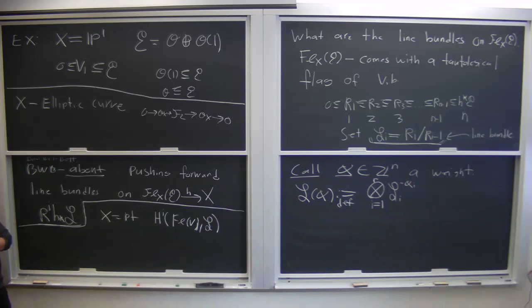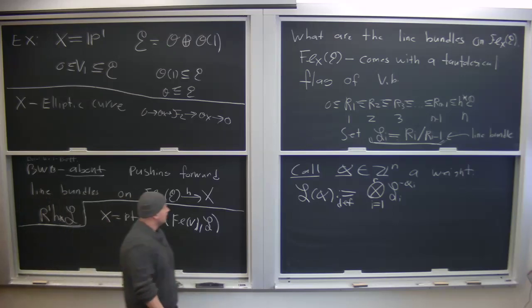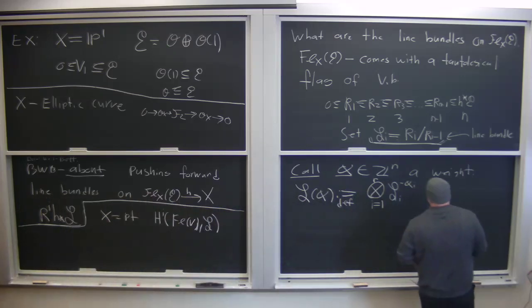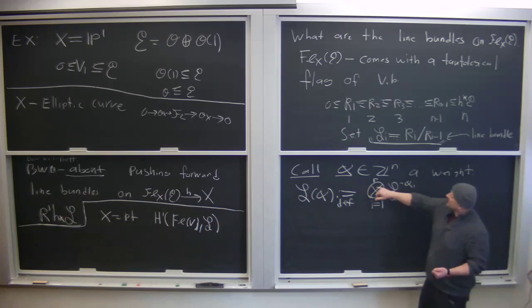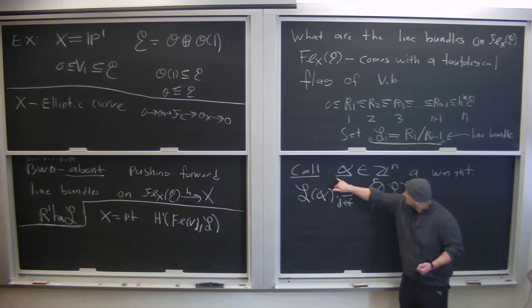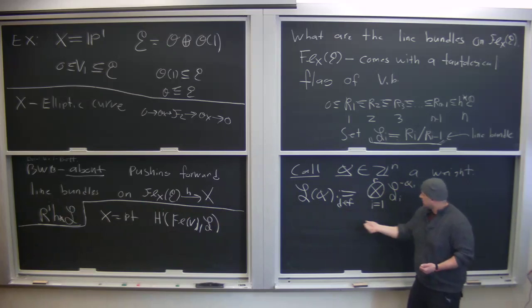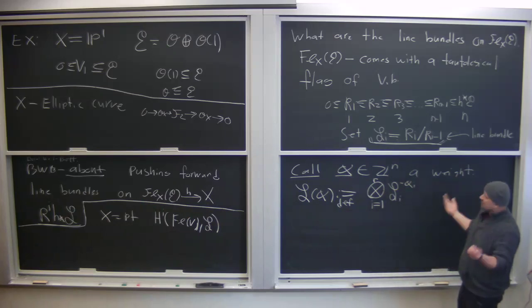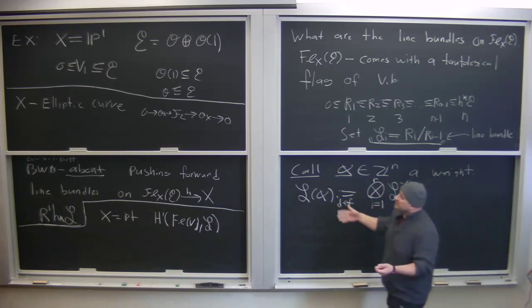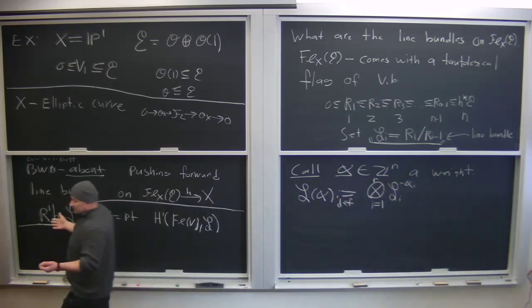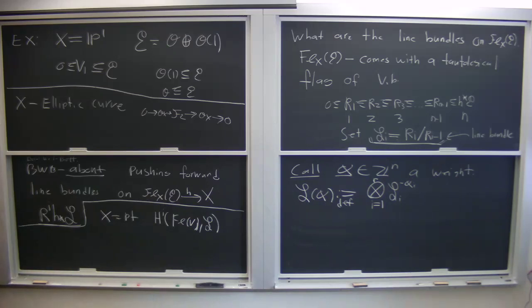So from a weight, I build a new line bundle. So the point is that every weight gives me a line bundle, and these describe essentially all the line bundles on the full flag variety. So these are the things I want to compute the cohomology of.